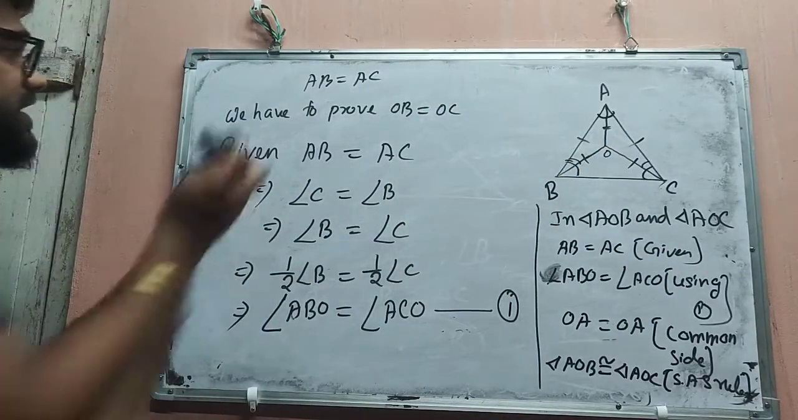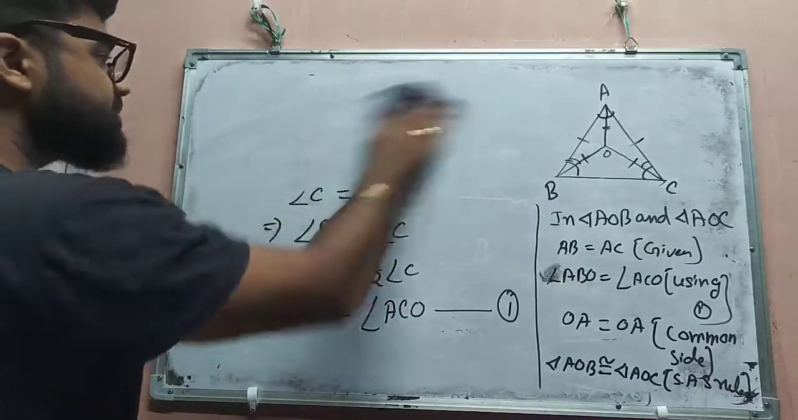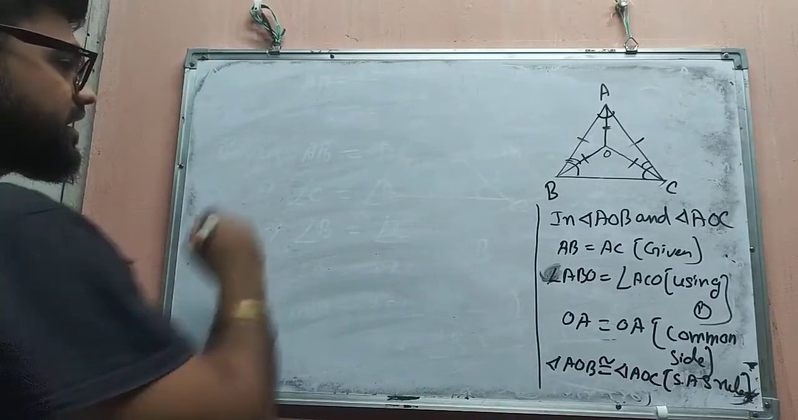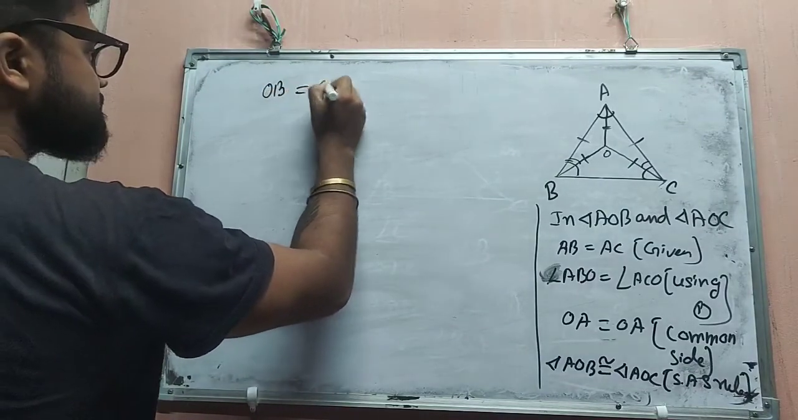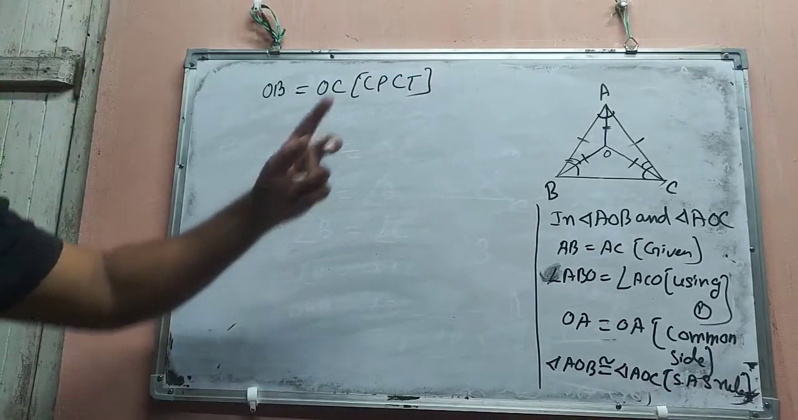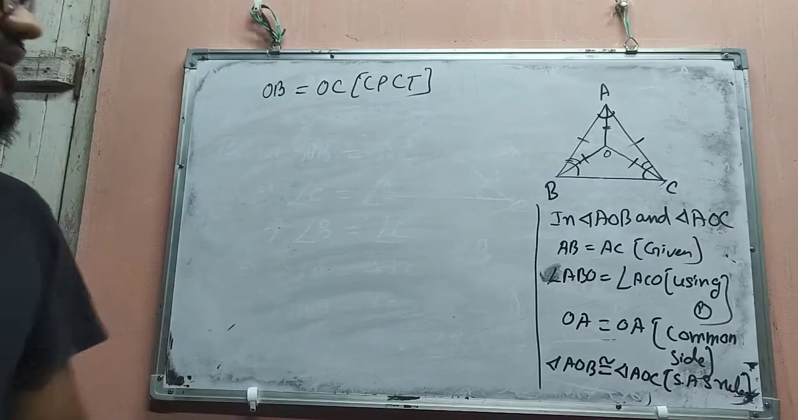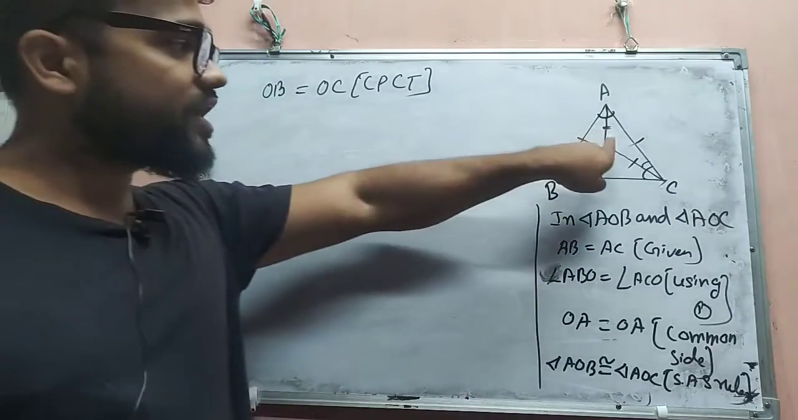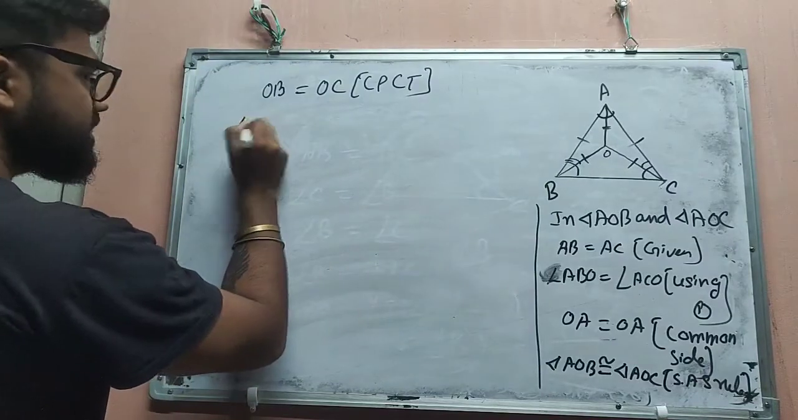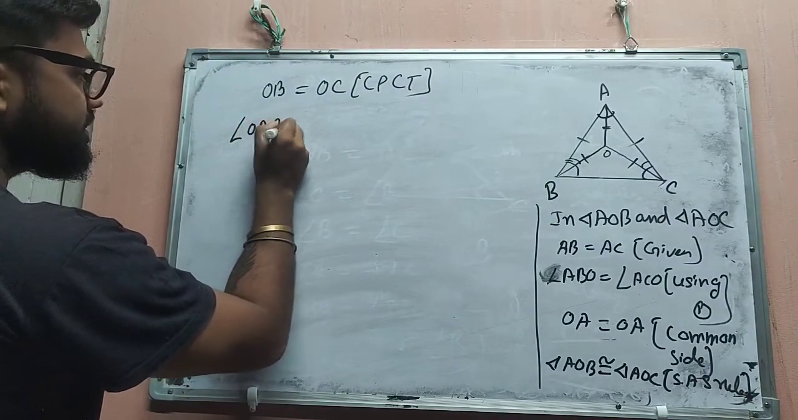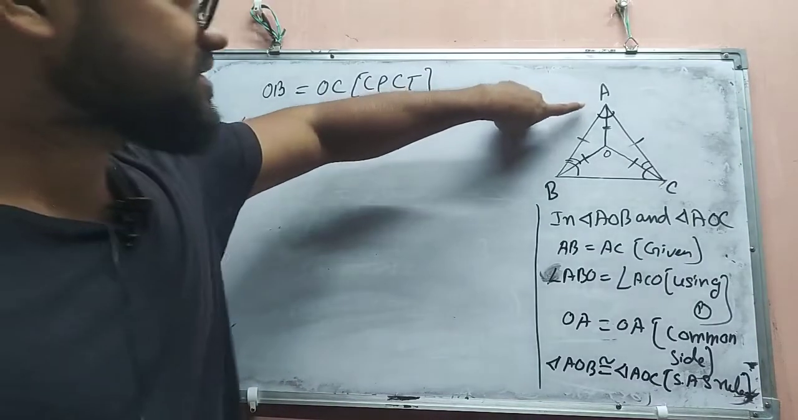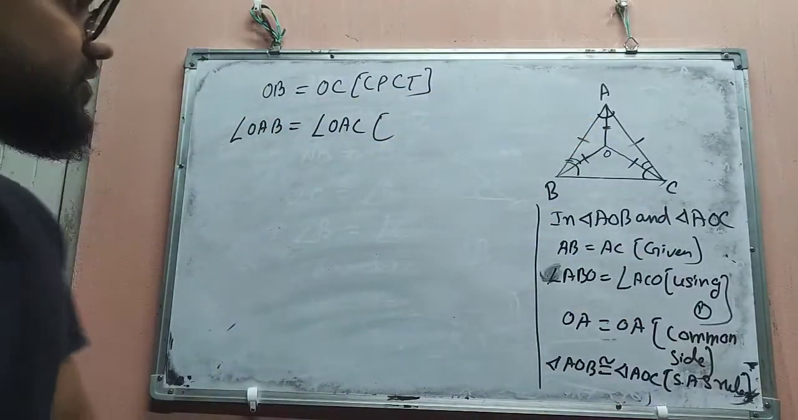Now clearly OB and OC are parts of these two congruent triangles. As they are parts of these two congruent triangles, we can say that OB equals OC by the condition CPCT, that means corresponding parts of congruent triangles. Again, we are asked to prove that OA is the bisector of angle A. For that, angle OAB equals angle OAC. Same condition, because this is also an angle of the congruent triangles, so you can write CPCT.